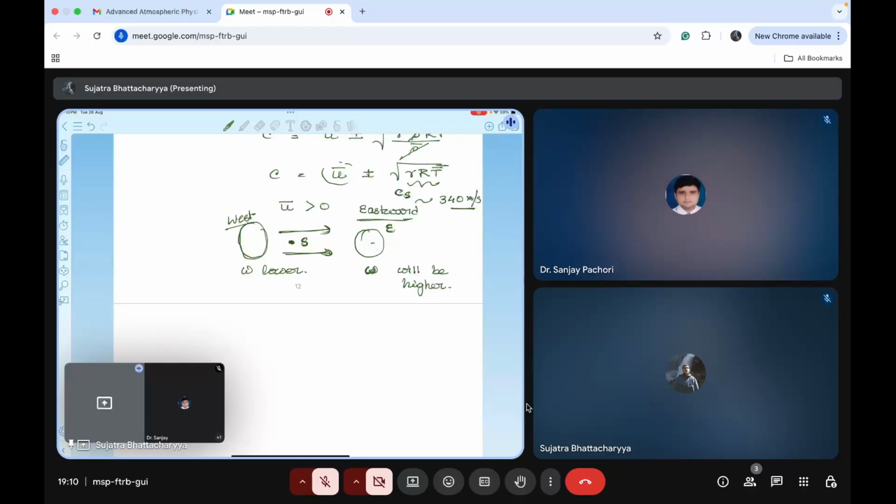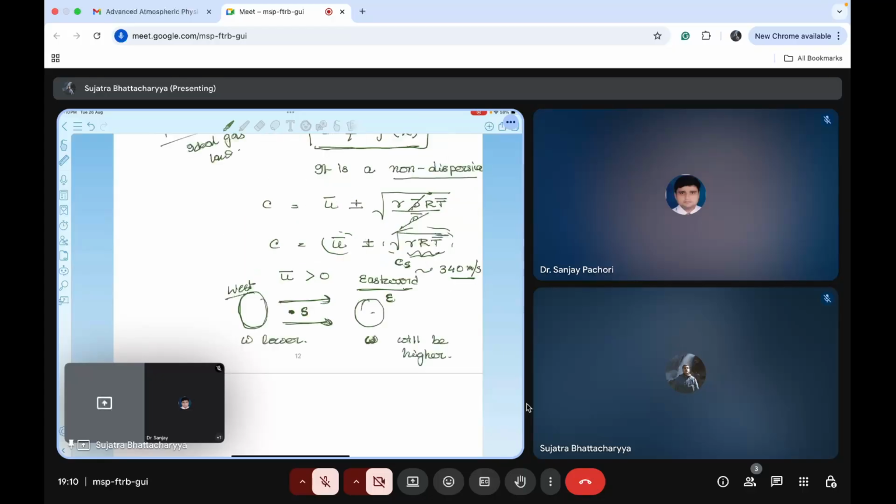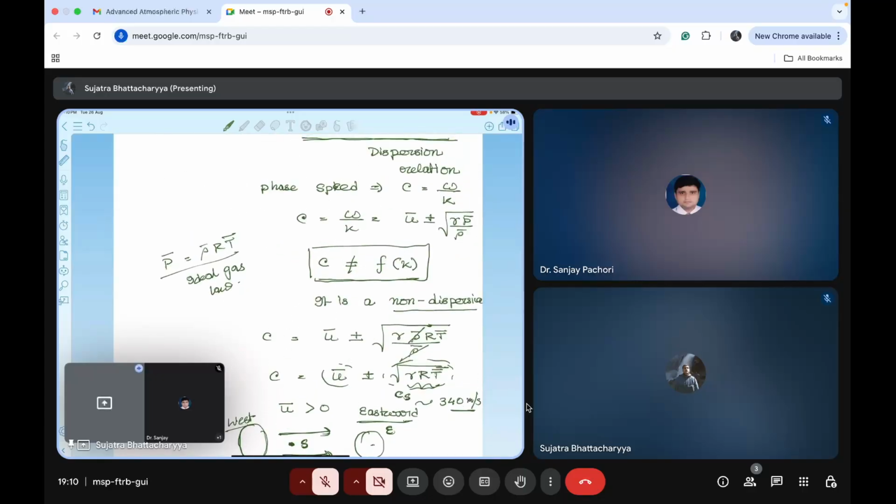But sometimes you can keep your U bar zero. If there is no zonal velocity, then how will it work? Only with the perturbation, the sound waves can still be generated. So these are the couple of things I wanted to show. That is why we have told multiple times that it is a non-dispersive wave. We have proved that it is a non-dispersive wave.